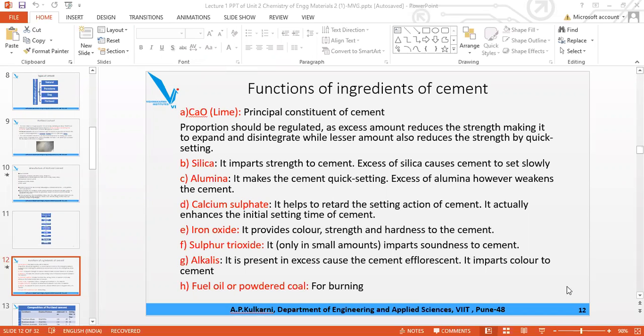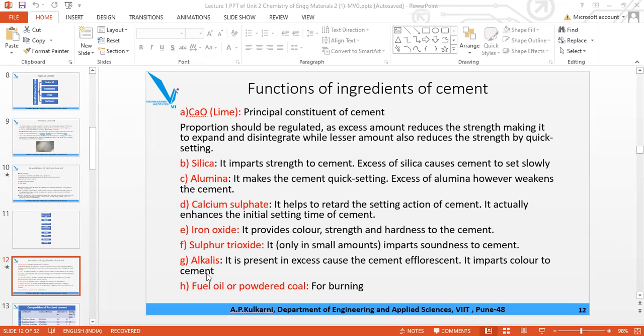So sulfur trioxide is used to get soundness in the cement. Soundness means smoothness of the cement paste. Otherwise, if you apply a hard paste, which is a rough quality of the cement paste, it is not durable. So some smoothness should be there for the cement paste, and it is due to sulfur trioxide.